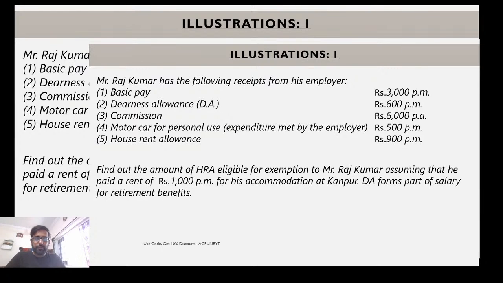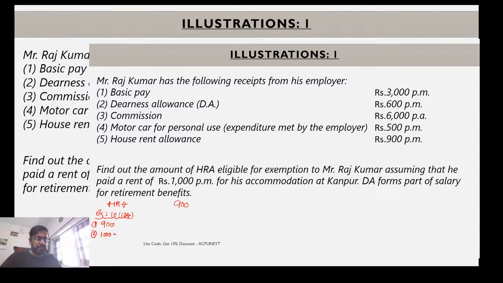Is it clear? So what do I have to do? He's receiving HRA of rupees 900. Now here what we have to do is calculate the exemption under section 10(13A). What are those 3 points? We have to see 3 points. The first point is whatever HRA is received. He's receiving HRA of 900. Then rent paid minus 10% of salary. He is paying rent of rupees 1000.